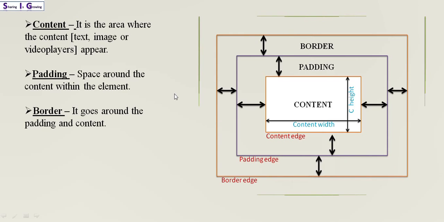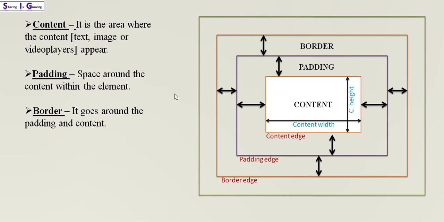If we talk about the margin, I am considering one margin edge here. The margin is the space around the border, that means outside the element. The space outside the element by some extent is considered as the margin. This is the margin area, bounded by the margin edge, which extends the border area, padding area and content area.